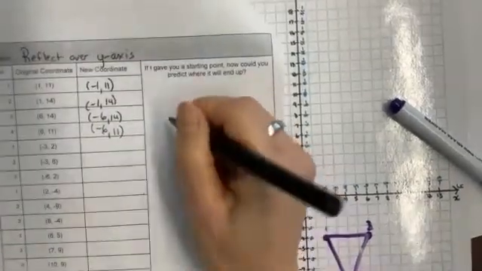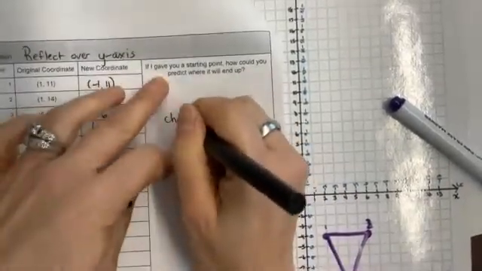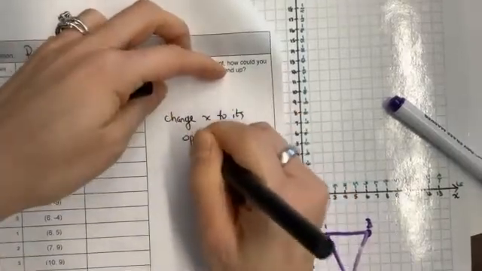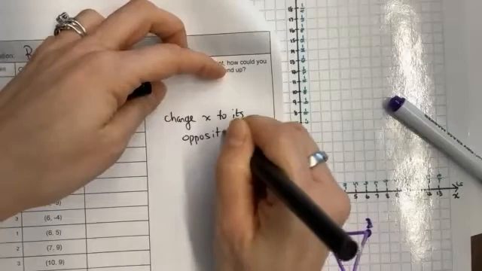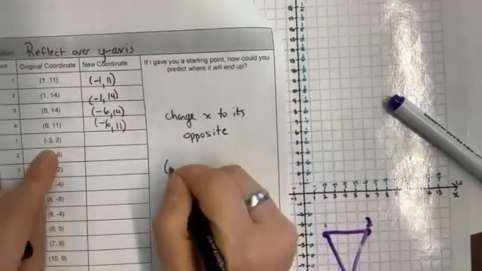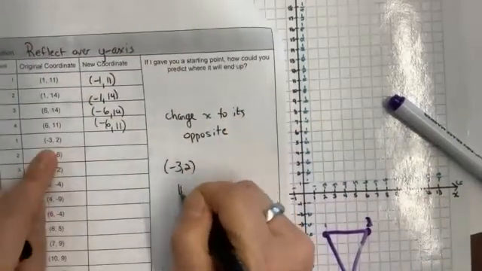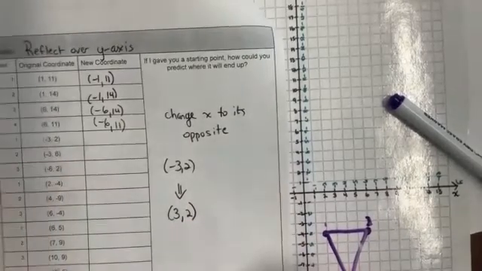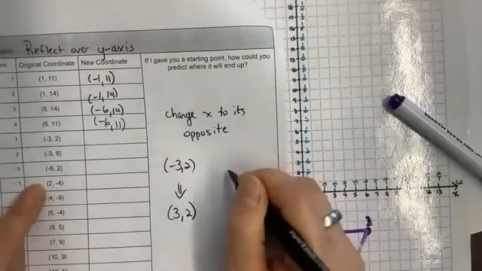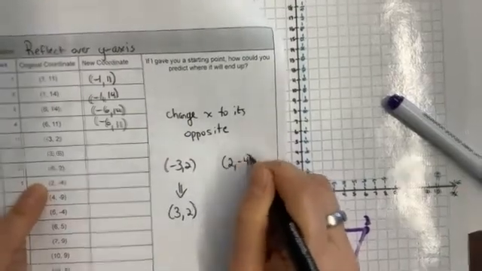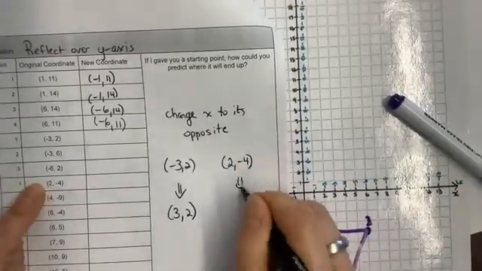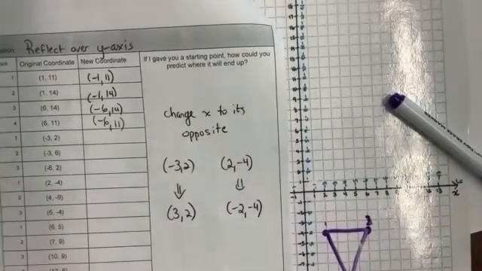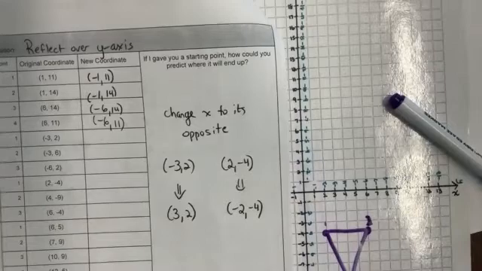All right, welcome back. I bet you figured out the shortcut. All you're doing is changing x to its opposite. So a -3, 2 becomes +3, 2. And something like a 2, -4 is becoming a -2, -4. So that's the end of our reflections lesson.